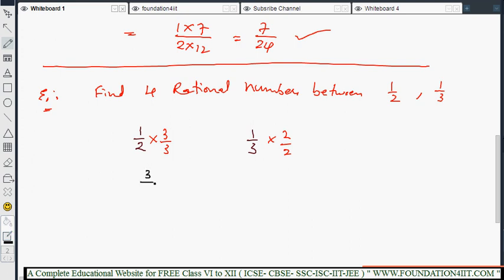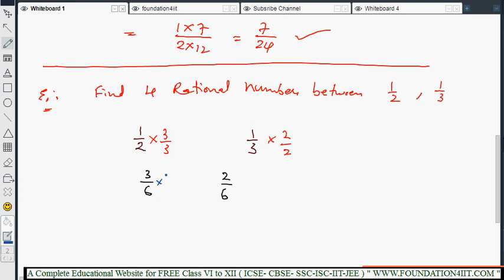Then that is 3 by 6, and this is 2 by 6. Between 3 by 6 and 2 by 6 there is nothing, because we can't make it more; after 2, exactly 3 will come. Now increase the denominator, so take one more number.